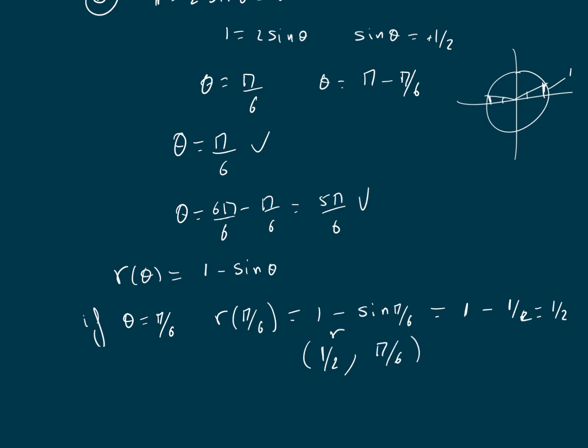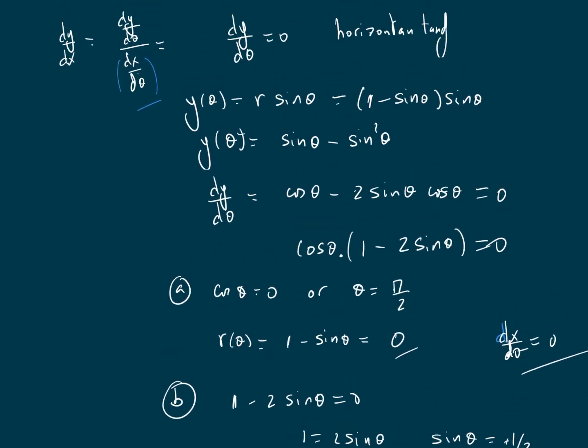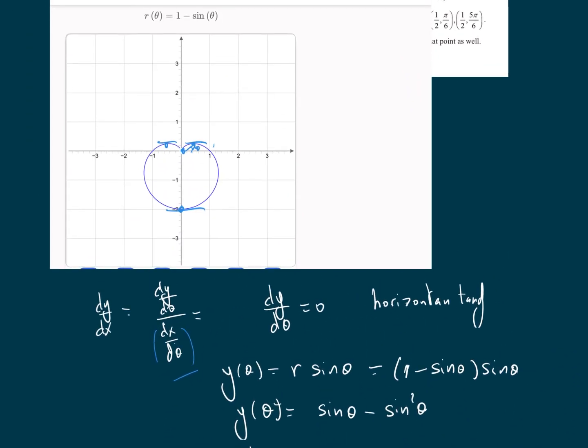So this is the r and this is the theta. At this point I have a horizontal tangent. So if I go to the picture, I will find r is 1 half and theta is pi divided by 6. At this point I have a horizontal tangent, this point has r equal to 1 half, and the theta here is pi divided by 6.